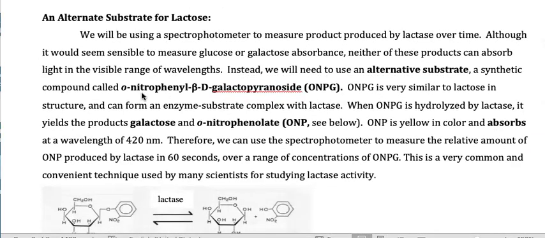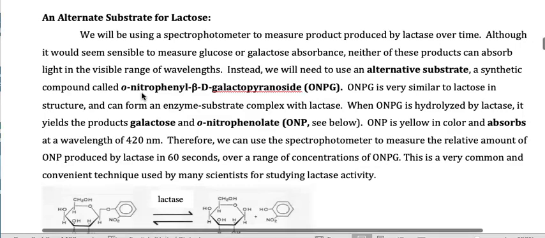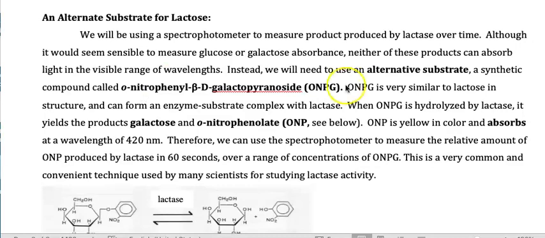Before we left for spring break, I had mentioned to you that there was a little bit of a snag in this experiment because we're not able to measure the products of the lactase reaction directly. If you recall, I told you that we have to use an alternative substrate today. This is a molecule that has a long and complex name. Now you can see it on your handout, but know that we refer to this substrate as ONPG, o-nitrophenyl beta-D-galactopyranoside. It's quite a name.